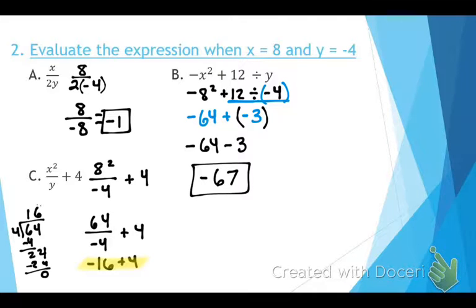Emma, what's the answer? Negative 20. All right, 12. Should my answer be positive or negative? Negative. Negative, why? Because the number that has the negative sign is larger. Okay, the negative number was larger, so we have to keep the sign. Negative 12 is correct.